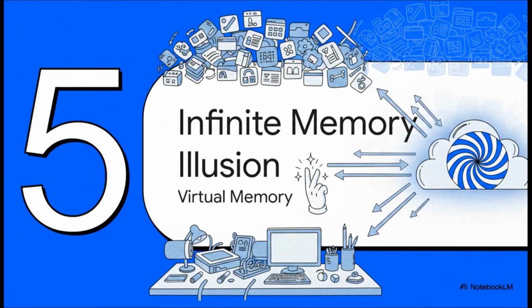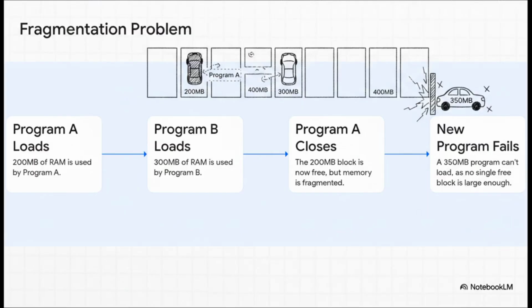Okay, but what happens when your workbench, your RAM, gets totally full with open programs? I mean, we've all been there. Well, your computer has one last really clever trick up its sleeve to create the illusion that it has almost infinite memory. But first, let's understand the problem this trick was designed to solve. It's called fragmentation. In older systems, memory was like a parking lot with fixed reserved spaces. So as you can see here, after program A closes, we have plenty of total empty space, but it's all broken up. So a new, bigger program can't load because it can't find one single continuous spot that's large enough to park in. It's a real headache.